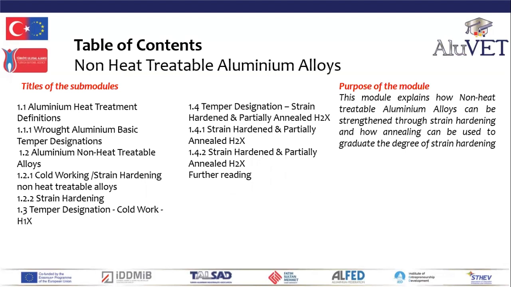This module explains how non-heat treatable aluminium alloys can be strengthened through strain hardening, and how annealing can be used to graduate the degree of strain hardening.